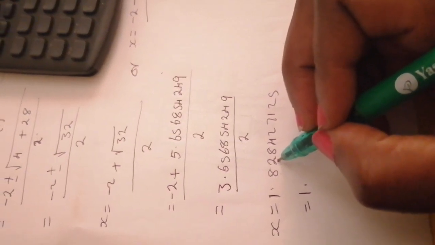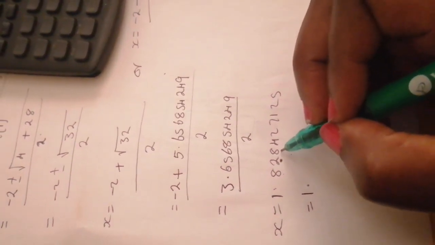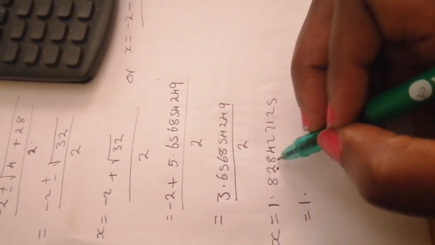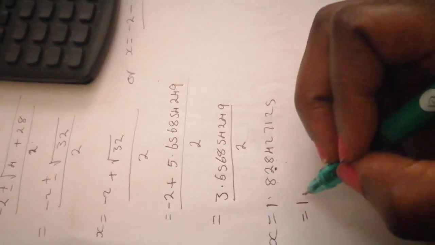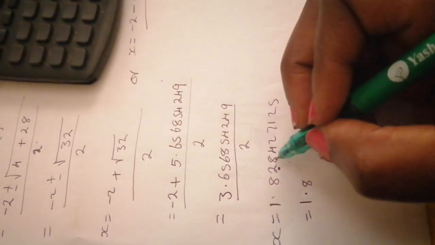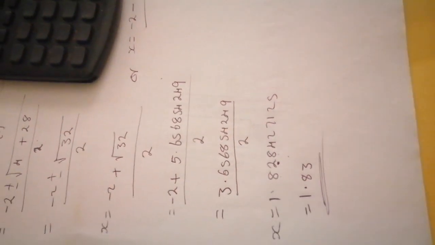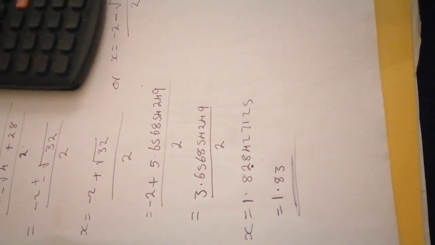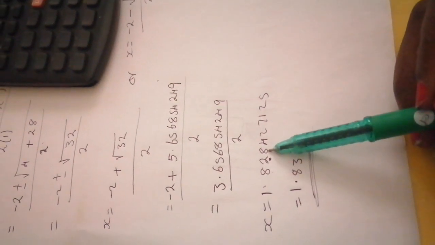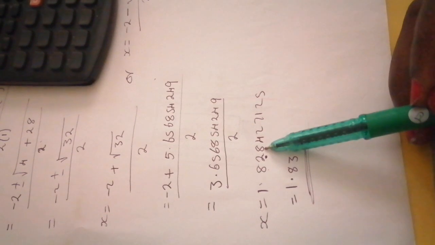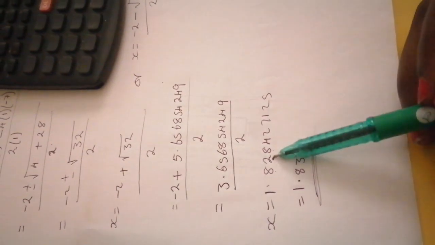Now I'll have to look at the next number to where I'm ending. The next number is 8, and 8 is above 5. That means I can get a 1 from this 8 and add it to 2. So I'll have 1.8, then 2 plus 1 from 8 will give me 3. This is the answer given to 2 decimal places. If this 8 was below 5, then the answer was going to be 1.82. But since it's above 5, I can get a 1 from 8 and add it to 2 for me to have 3.